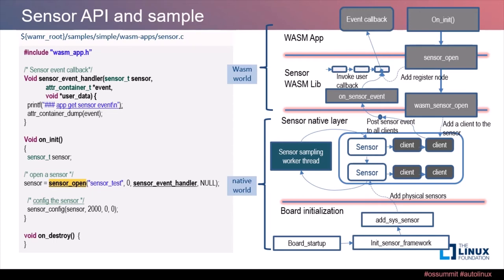Then there is a thread repeatedly sampling the sensor and posting the event to each client attached to this sensor. So the event will be turned into calling the on sensor event WASM function inside the library. Then the library will find the caller and call the event callback.